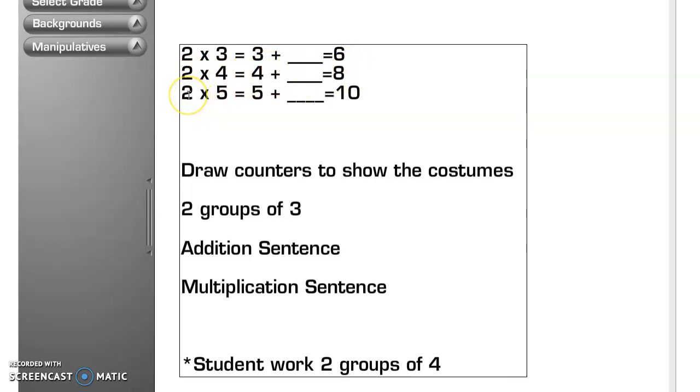So, say this with me, 2 times 4 equals 4 plus 4 equals 8. I want you to try this next one with me. 2 times 5 equals 5 plus 5 equals 10. So when we have 2 groups of 5, that equals 5 plus 5 equaling 10.